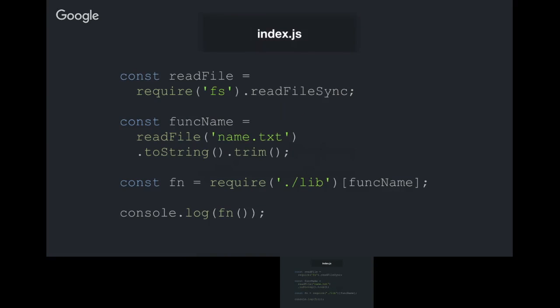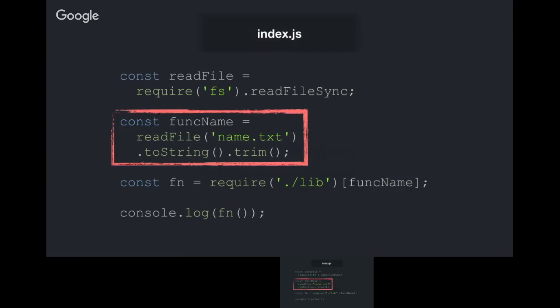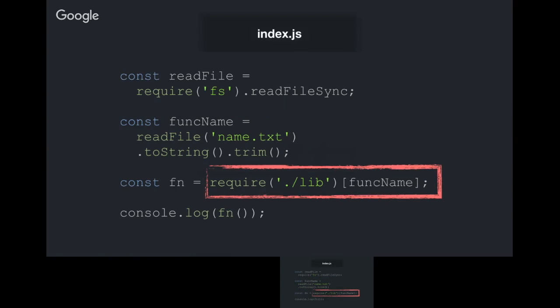But why is that? Well, as we mentioned, the CommonJS modules are quite dynamic. So we can do some very fancy module imports. In this case here, we are reading a file called name.txt. We're getting its content, trimming it, and right after that, we're getting the export which is named after the content of name.txt.